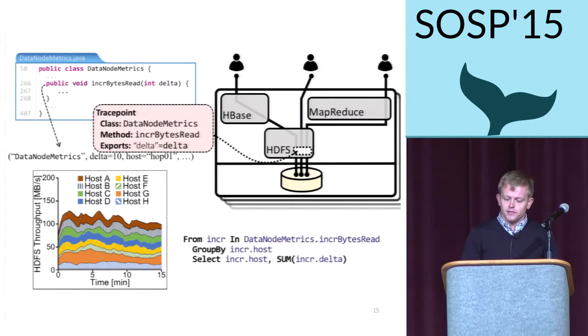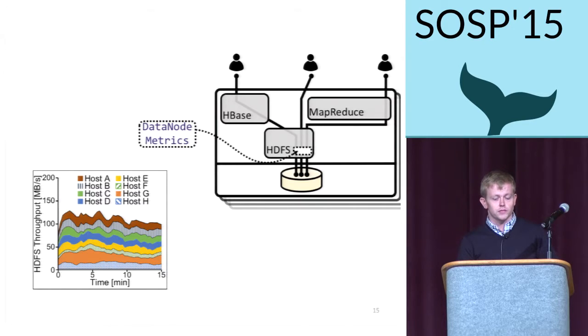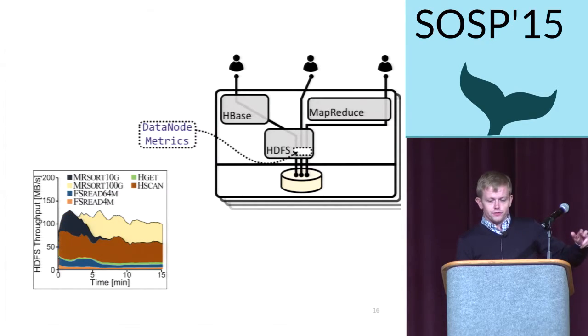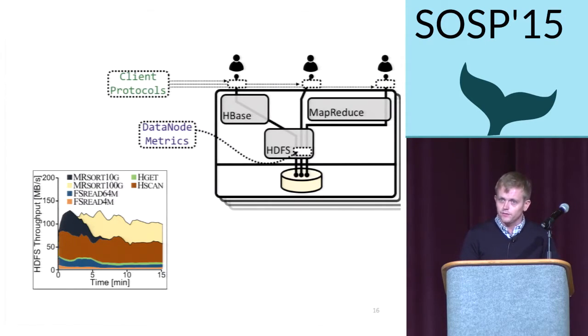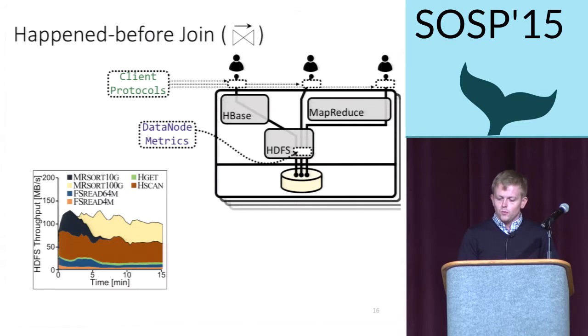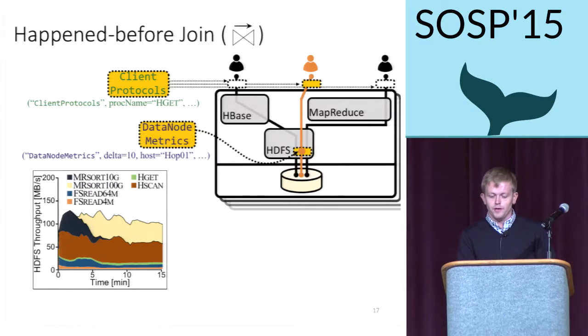But key to pivot tracing is the ability to correlate with events that occur elsewhere across the system. In order to produce this graph, we had to relate the data node metrics event with the client process that initiated the request. The happened-before join enables us to express this sort of relation with which we can write queries to join tuples produced by multiple trace points. So just to give an example, suppose a request first passes through the client protocol's trace point, producing a tuple containing, among other things, the client process's name hget, then subsequently passes through the data node metrics trace point, producing a tuple that contains the value 10 for delta.